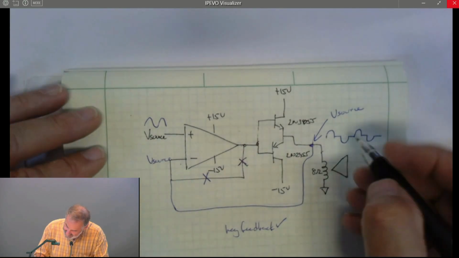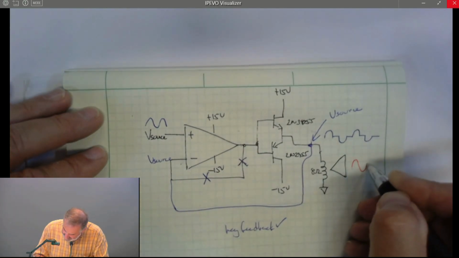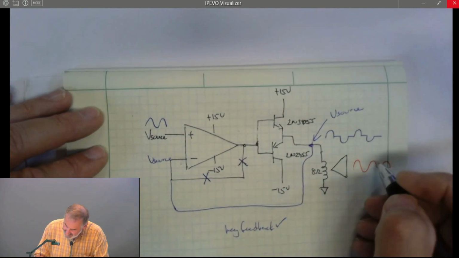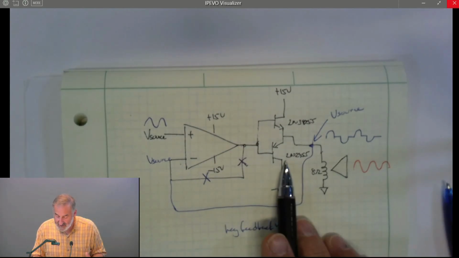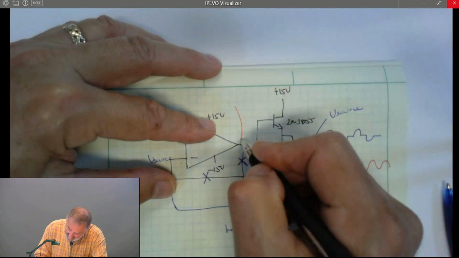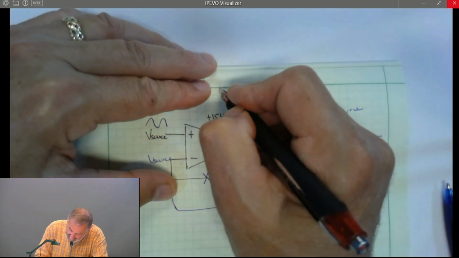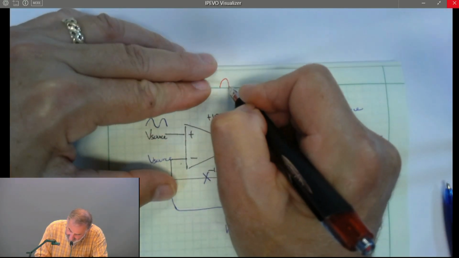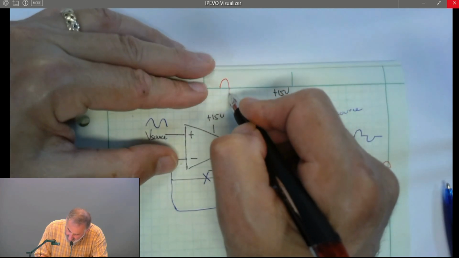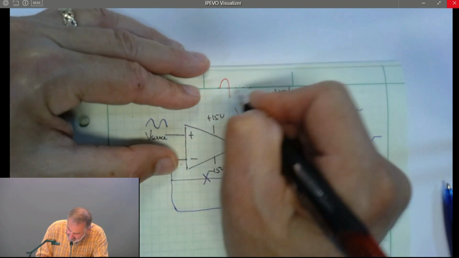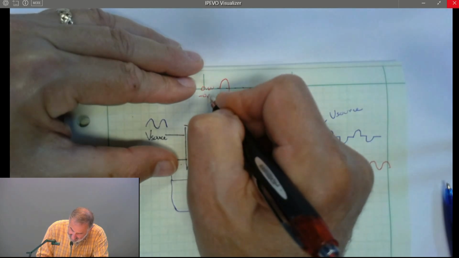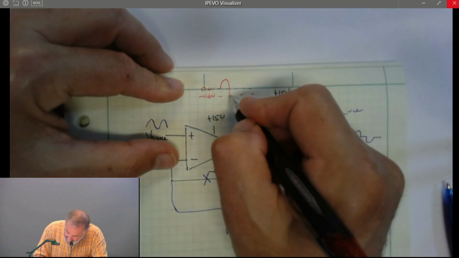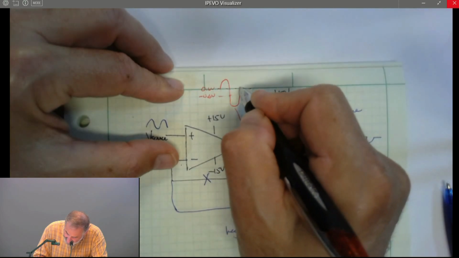And in fact, what we'll see is the output and the input are the same. Now, how is that possible? Well, it's possible because the op-amp is undoing the crossover distortion. If we look at the voltage out of the op-amp, what we're going to see is it follows the input, jumps. This is 0.6 volts. This is minus 0.6 volts. Jumps down to minus 0.6 volts, follows the input.